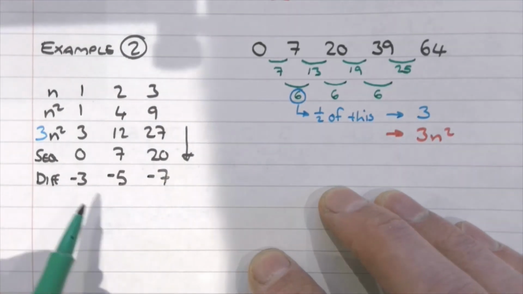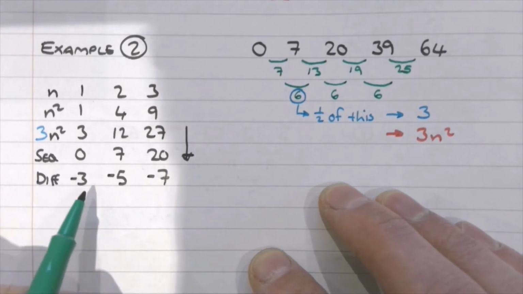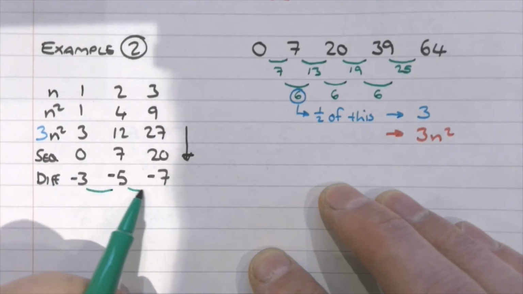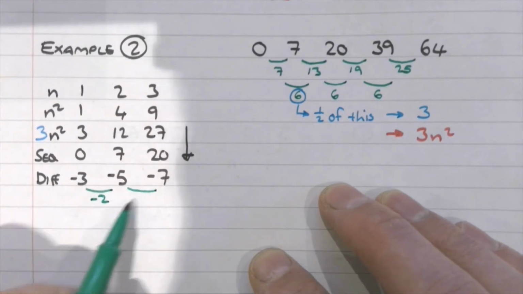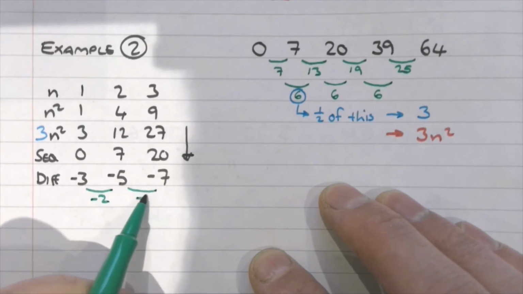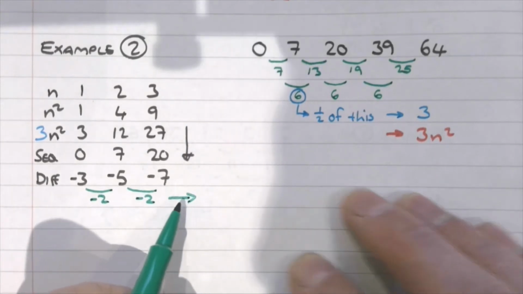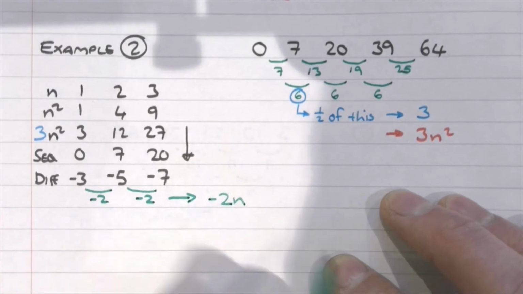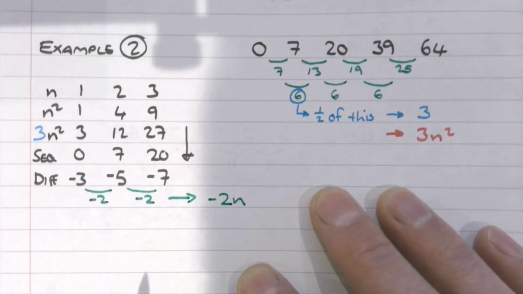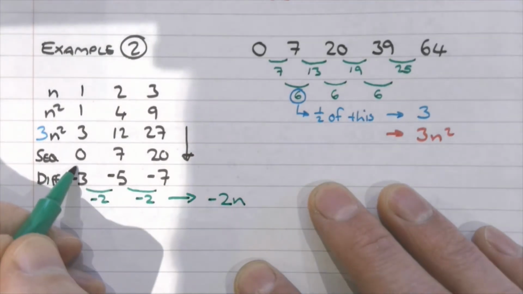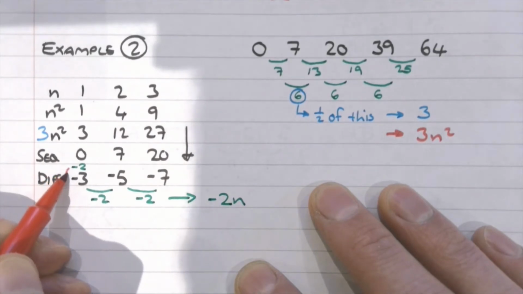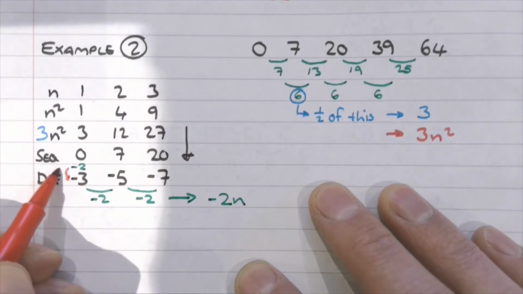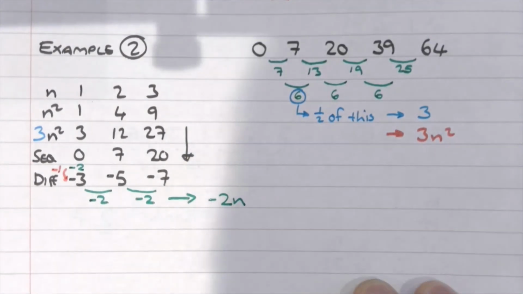So this is basically a linear problem now, isn't it? So just need to do like a linear sequence type difference here. So how do I go from minus 3 to minus 5? That's minus 2. Minus 5 to minus 7 is another minus 2. So that is telling me I've got minus 2 n's. What's the first number in the minus 2 times table? It's minus 2. How do I go from minus 2 to minus 3? I take away 1.